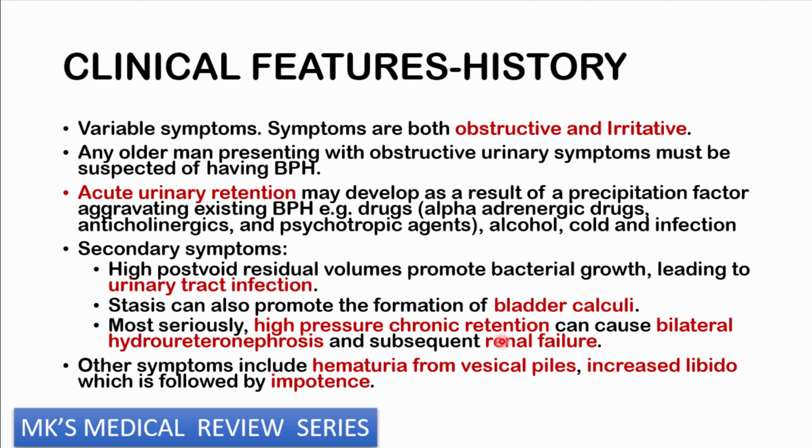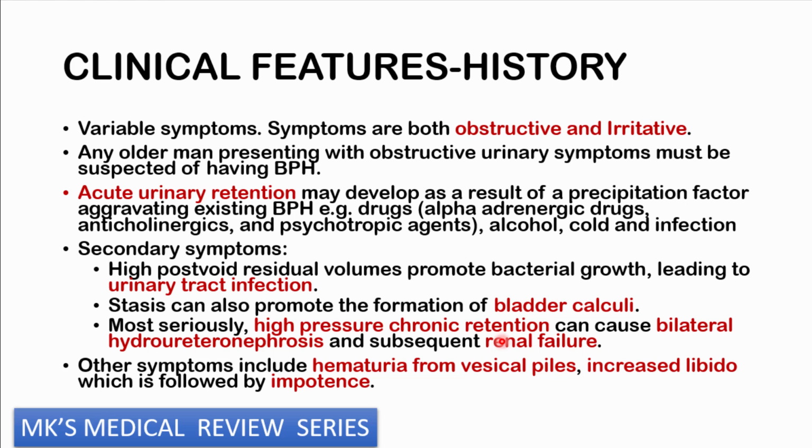Clinical features may be variable, so symptoms may either be obstructive or they may be irritative. I will give you a list of obstructive symptoms and irritative symptoms in the subsequent slides. And remember that any older man that's going to be presenting with obstructive urinary symptoms, you should suspect BPH, you should suspect CA prostate. You should be able to distinguish between BPH and CA prostate on physical examination, on history, as well as in terms of investigations.